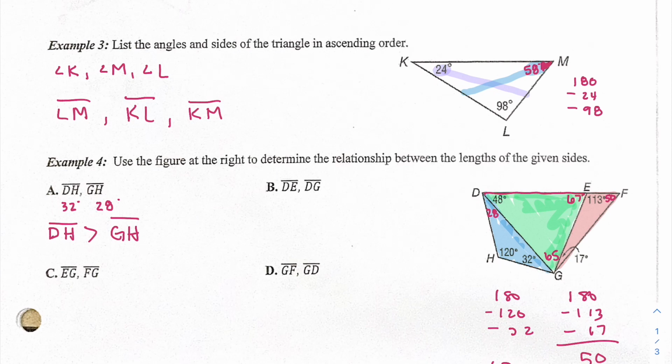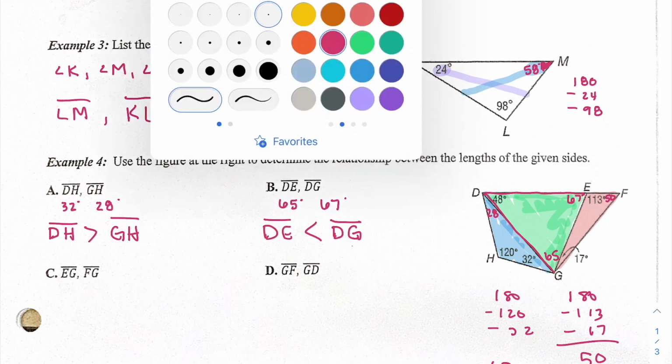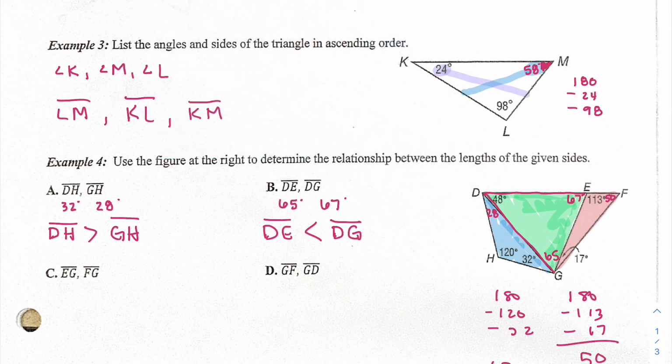Okay. All right, next up, we have DE and DG. So we're in this green triangle here. DE is across from that 65 degrees, and DG is across from the 67. So I would say that DG is greater than DE.